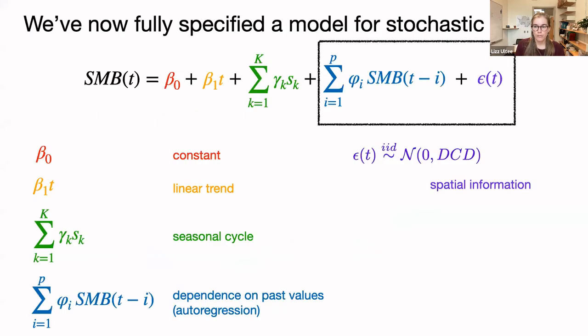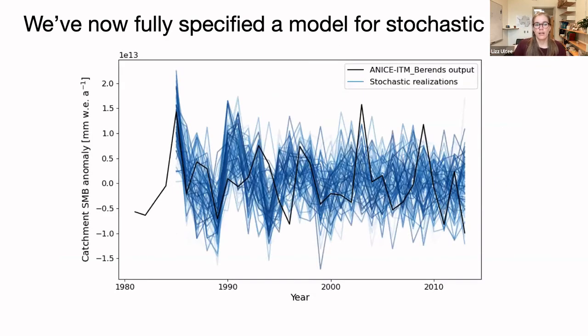So we've now fully specified a model for stochastic surface mass balance. We have the temporal components that I mentioned earlier, as well as spatial information, which lives in this residual term epsilon t. So we can put this together and look at stochastic realizations to a single process model. Again, for our Conger-Lewis example, and this is 100 realizations of surface mass balance over the simulated period, 1980 to 2010.